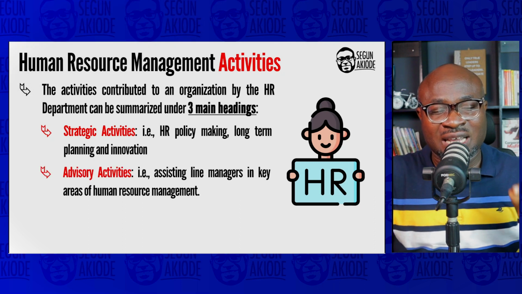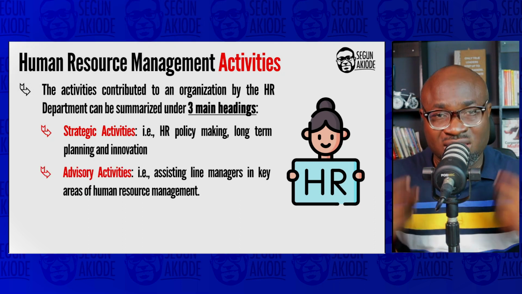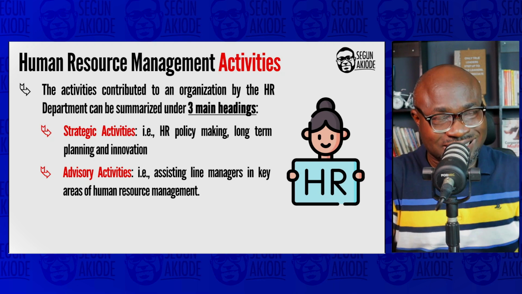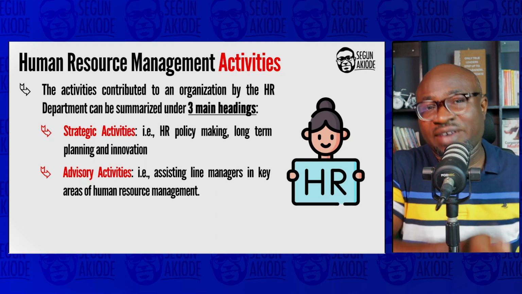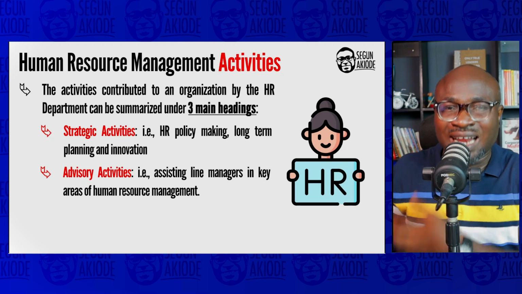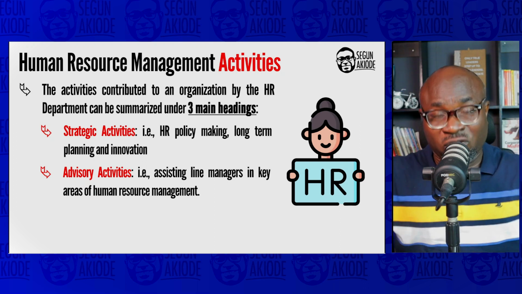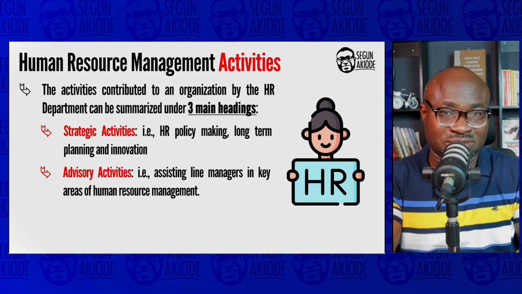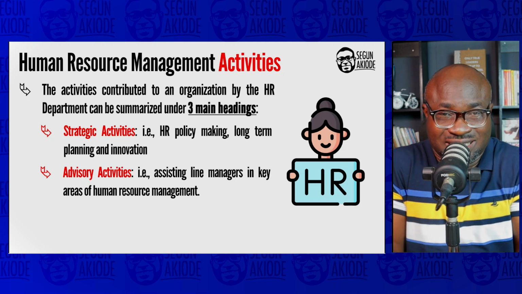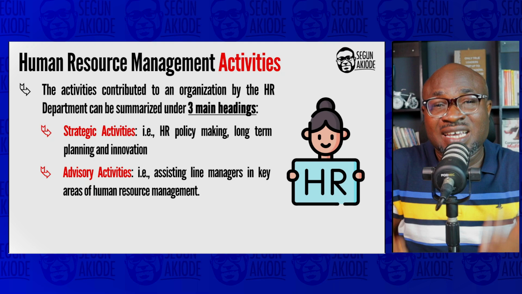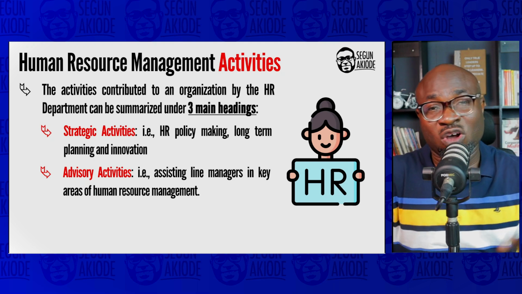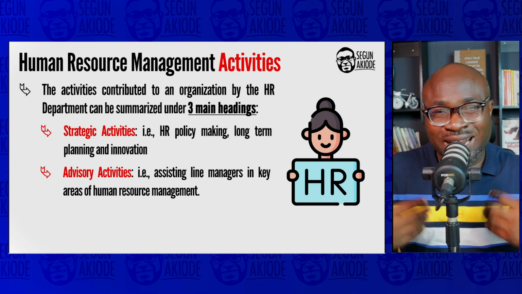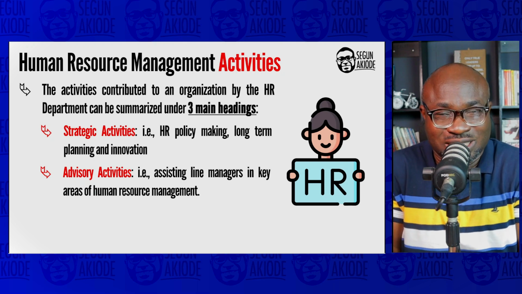The second activity has to do with the advisory activity that HR takes within the organization. This advisory activity means assisting line managers in key areas of human resource management, helping them to perform their people function: how to manage their team, how to answer queries that relate to their team, how to sort out grievances or even disciplinary related things in terms of employee relations as it involves the line managers and their team members. That's the advisory activity. So HR is more like an internal consultant within the business.